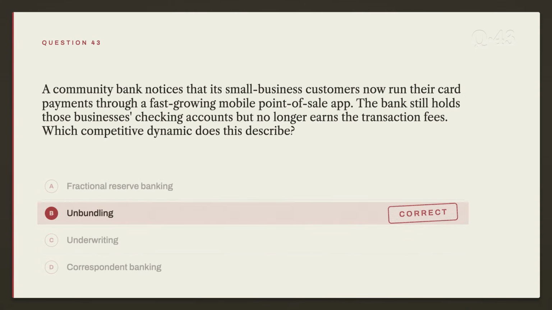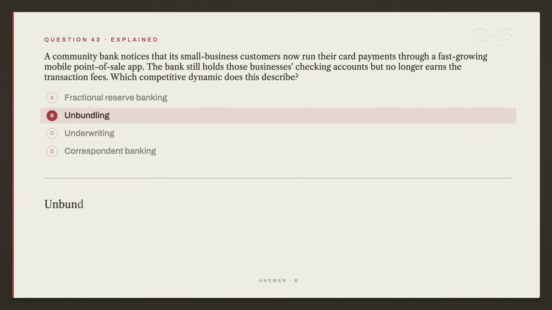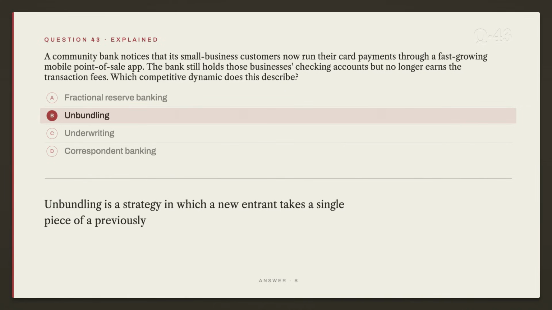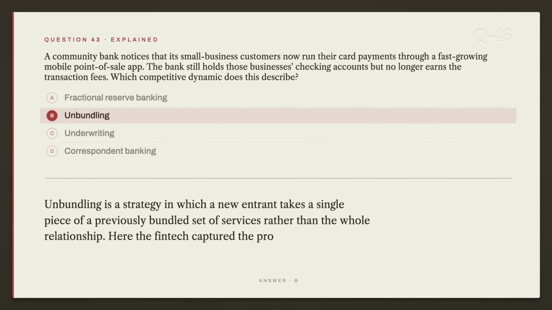The correct answer is B. Unbundling. B is correct because unbundling is a strategy in which a new entrant takes a single piece of a previously bundled set of services rather than the whole relationship. Here the fintech captured the profitable payments flow and left the bank the lower margin deposit account. The bank has not lost the customer, but it has been hollowed out of its best margin business.